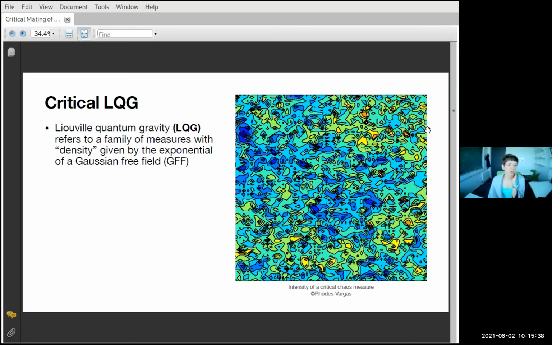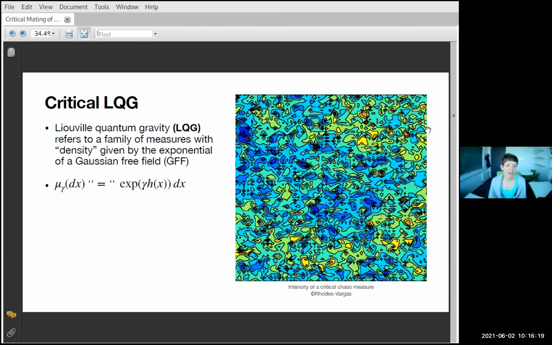Very roughly speaking, these are measures which have density given by the exponential of a Gaussian free field. As was discussed yesterday morning, and as I'm sure everyone knows well, the Gaussian free field is a very rough object. In particular, it's only defined as a random distribution. It doesn't take values at points. This means that a priori it doesn't make any sense to exponentiate the Gaussian free field and use it as a density of some measure with respect to Lebesgue measure. But nonetheless, you can take this formal definition and make sense of it.